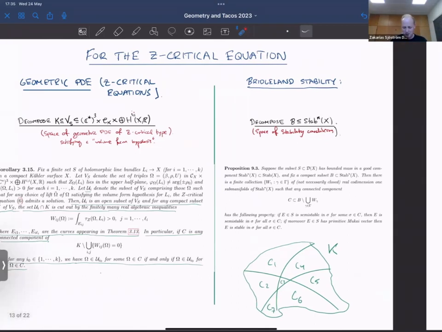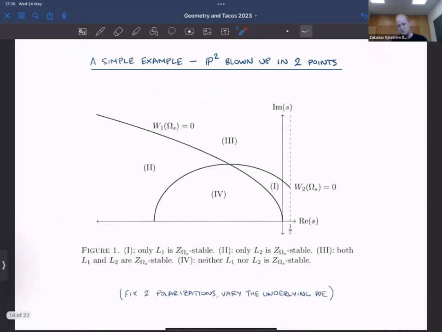So if not, let's look at a simple example. We can look at P2 blown up in 2 points. Then we get this kind of picture. So we have two of these boundaries going here, defined by two real algebraic equations, being 0. And what we've done here, just saying schematically, is we've fixed two line bundles on P2 blown up in two points. And we ask, when can we find a solution to Z-critical equations in those line bundles? So L1 and L2.